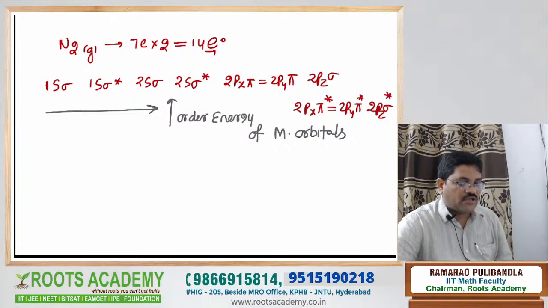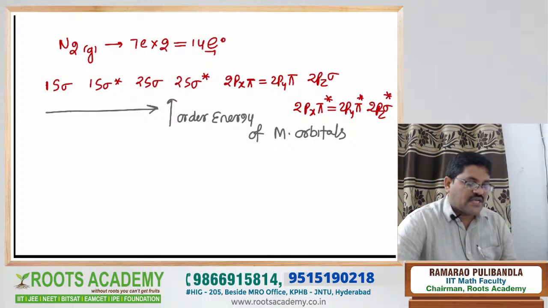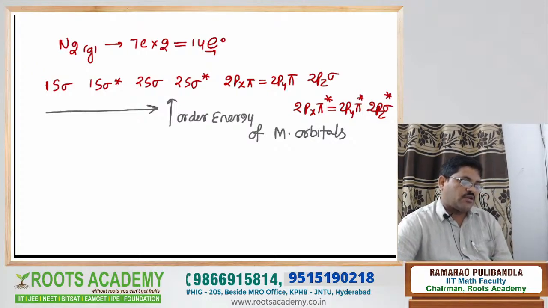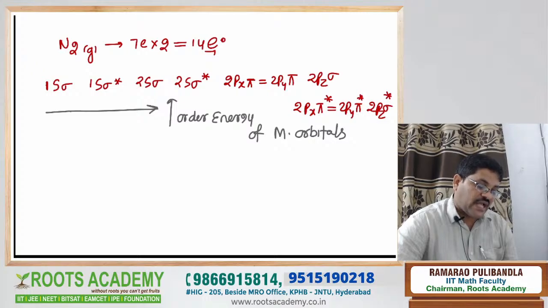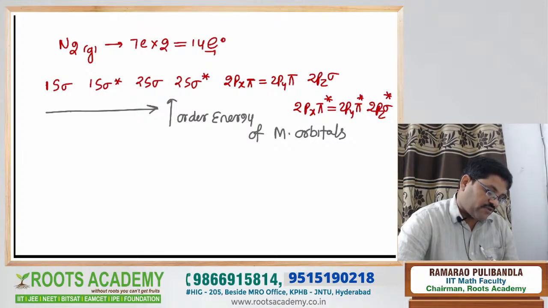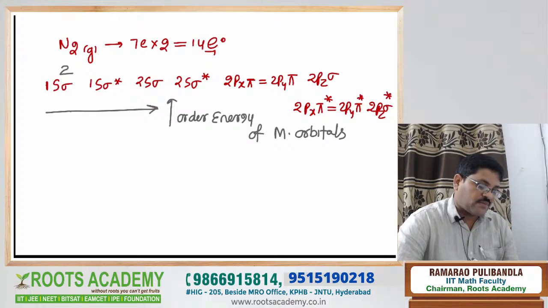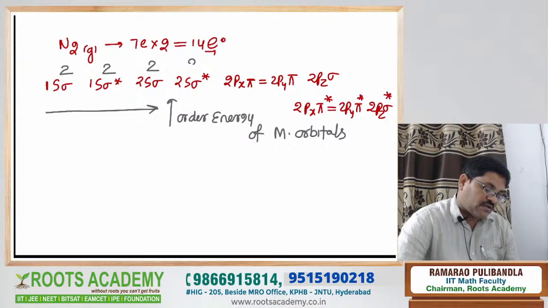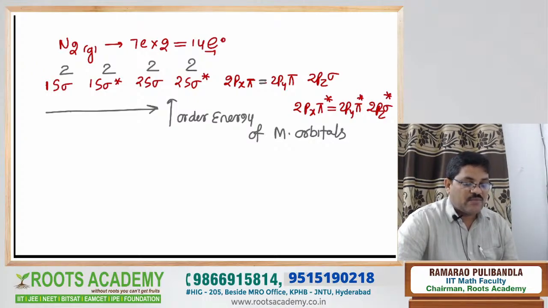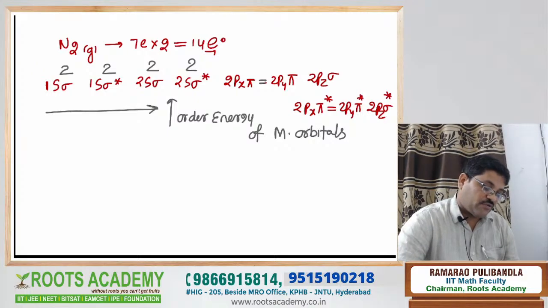Now basing on this, 1s sigma is a bonding molecular orbital, and 1s sigma star is an anti-bonding molecular orbital. Each bonding molecular orbital fills up with 2 electrons, again 2 electrons, again 2 electrons. Because of the equal sign, these orbitals have similar energies. 2px pi has the same energy as 2py pi. Therefore, 8 electrons are completed.